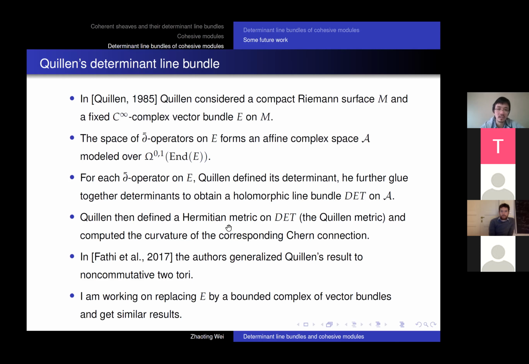And one interesting thing in my mind is that Quillen considered a fixed complex vector bundle and then different d-bar operator structures on it. Using the framework of cohesive modules, we can hope to do the same thing, replacing a vector bundle by a complex of vector bundles. We can also study the determinant line bundles on the parameter space of these complexes of vector bundles. It will be very interesting.